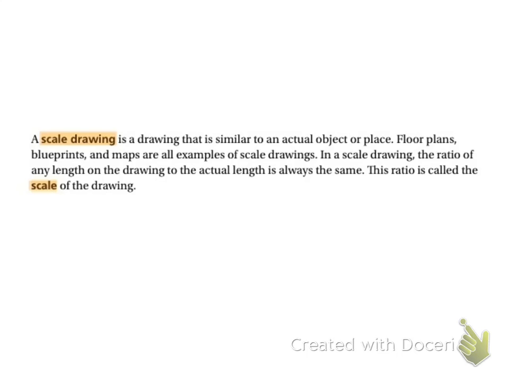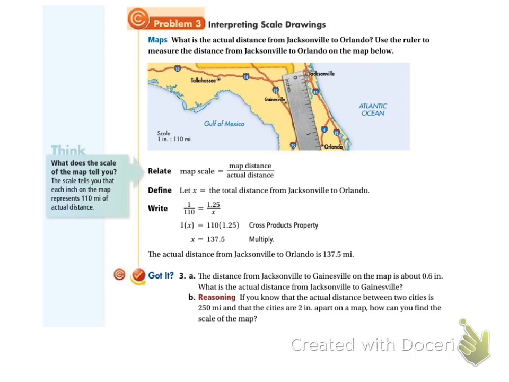Okay, a scale drawing is a drawing that is similar to an actual object or place. For example, blueprints or a map. And the ratio between the real thing and the fake thing is called the scale of the drawing. You don't need to have those definitions written down. So, in the bottom corner of my map here, I'm given that the scale is 1 inch colon 110 miles. This means that 1 inch is equal to 110 miles.